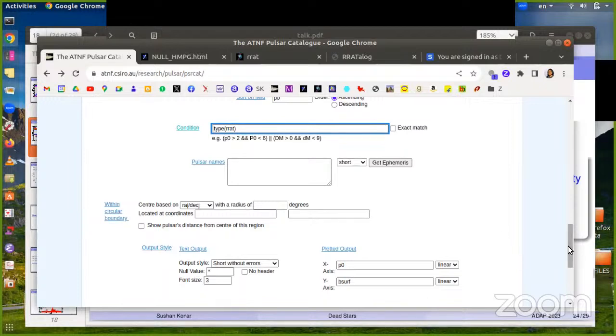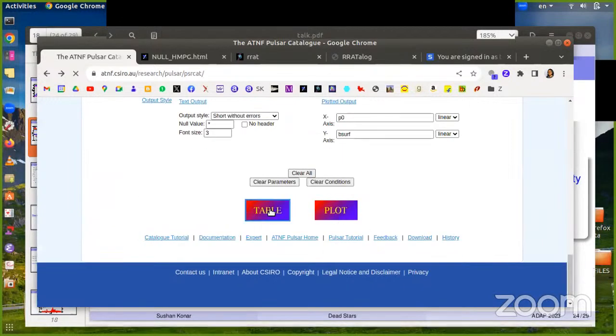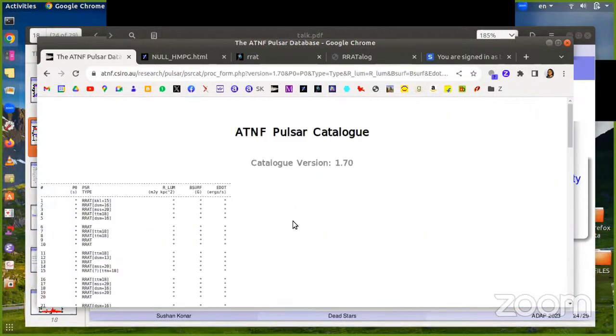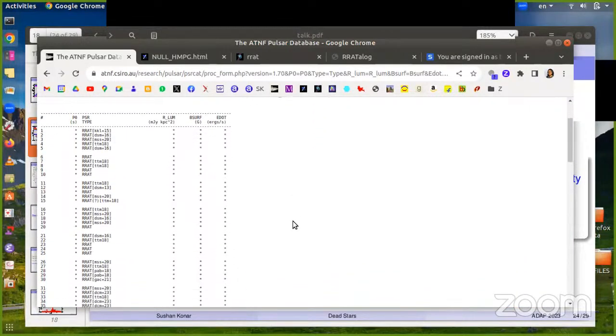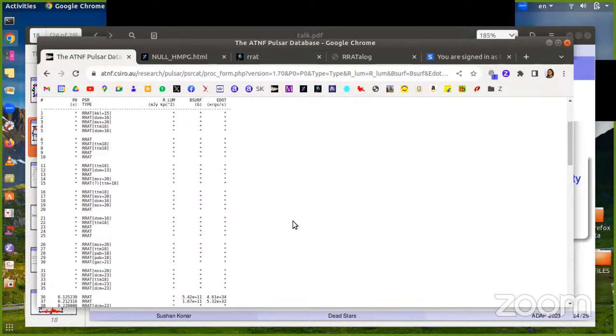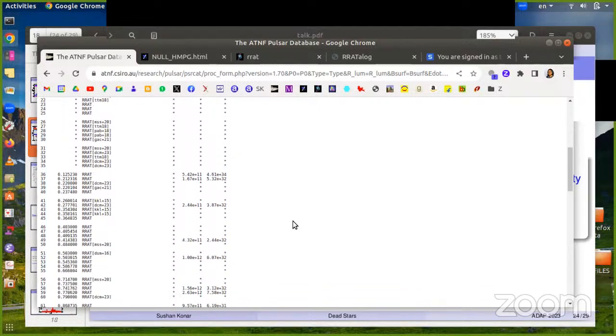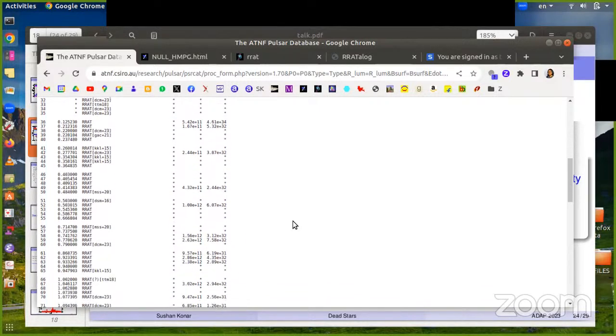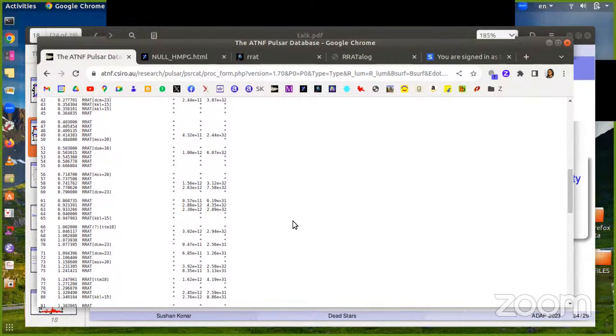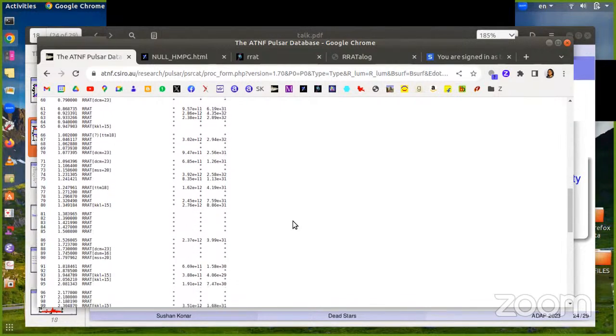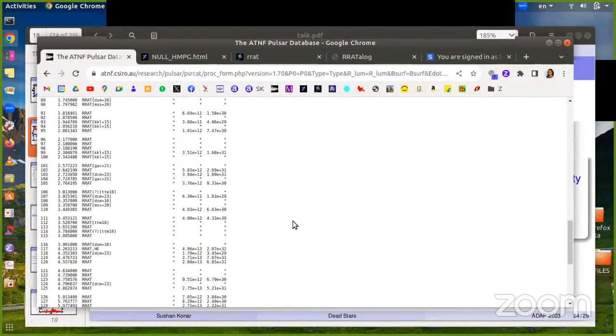So let me show you all the RLATs. See, there is this huge number which do not have any parameter value estimates. These are all RLATs, that's all we know. No spin period, no magnetic field, no nothing. And here are all these objects. So there, at least the DDT available is different.